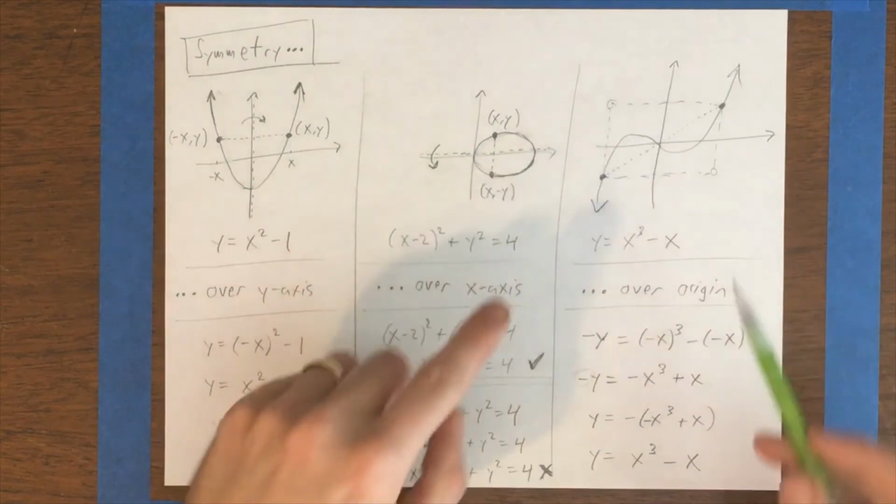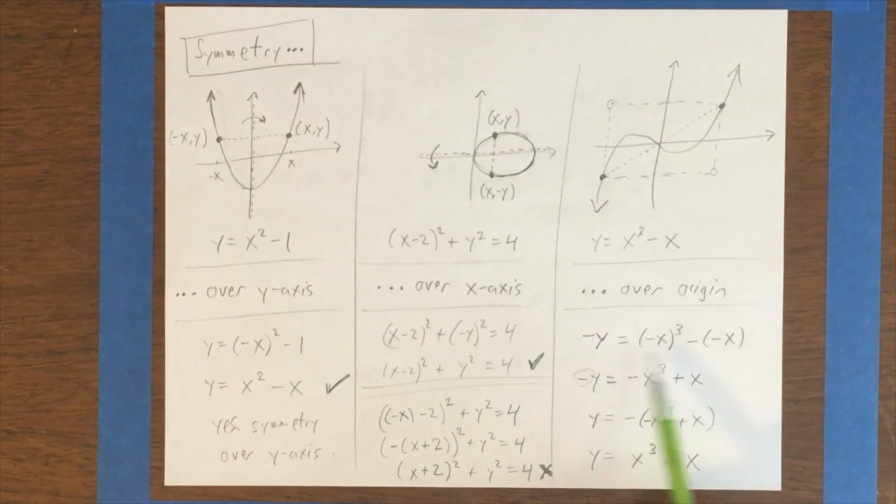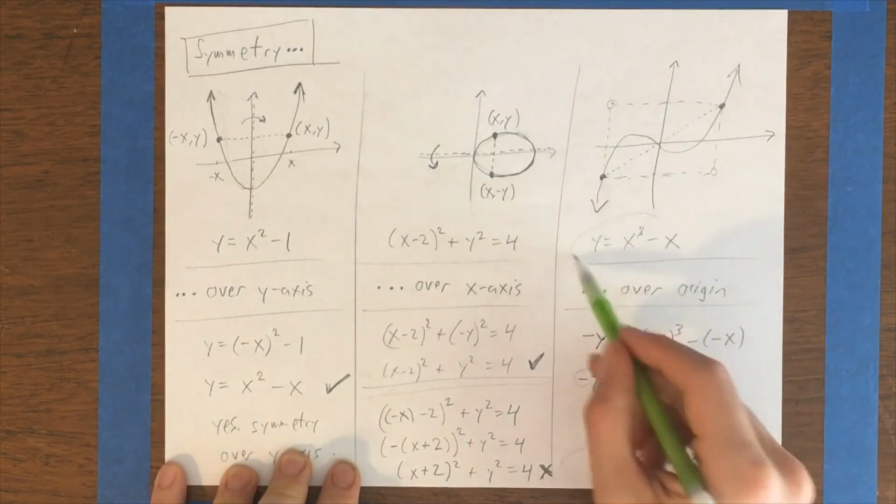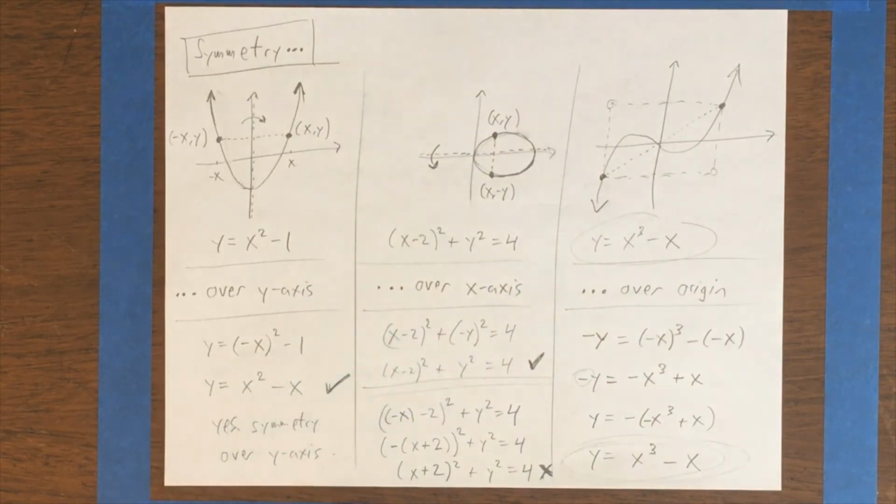So replacing both variables with their opposites, a little bit of manipulation with negatives all over the place, and we get back to this, which is identical to what we started with, and that demonstrates the symmetry over the origin. So that was probably a little longer than I needed it to be, but that's symmetry.